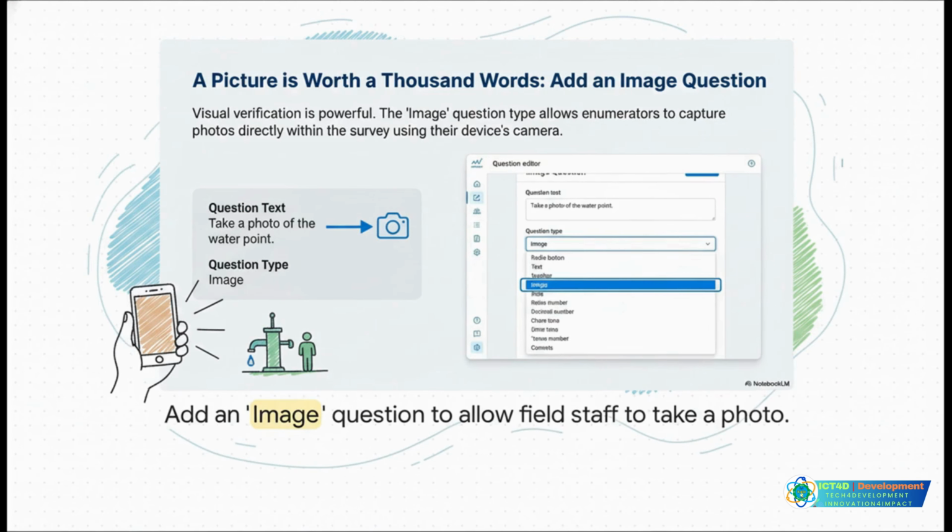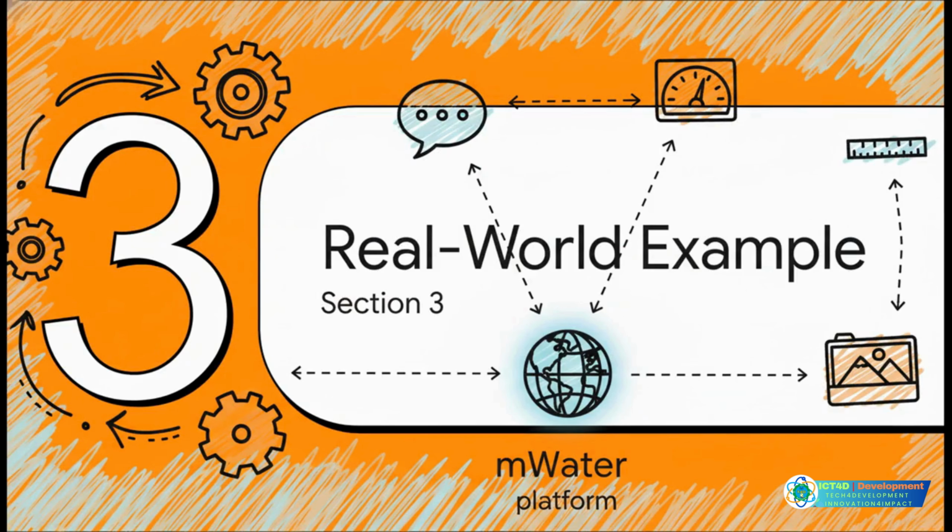You know, sometimes numbers just don't tell the whole story. By adding an image question, you can let your field team capture a photo right inside the survey. And this isn't just for making things look pretty, no way. It's incredibly powerful for visual verification, for quality control, and honestly, for telling a much more compelling story with your data.